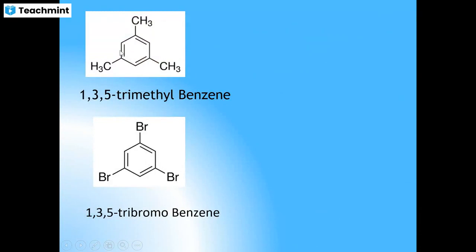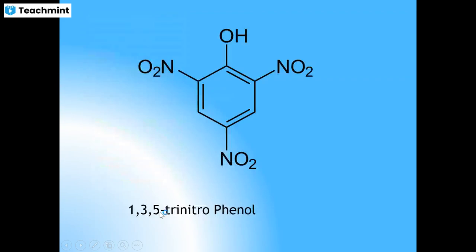Here you can see that three methyl groups are present on the benzene ring. So numbering, if you start from any carbon, all will get the same numbers. 1,3,5-trimethylbenzene. This 'tri' must be mentioned, since three methyl groups are present in this one. Then here three bromines are present on the benzene ring, at alternate positions, so 1,3,5-tribromobenzene.